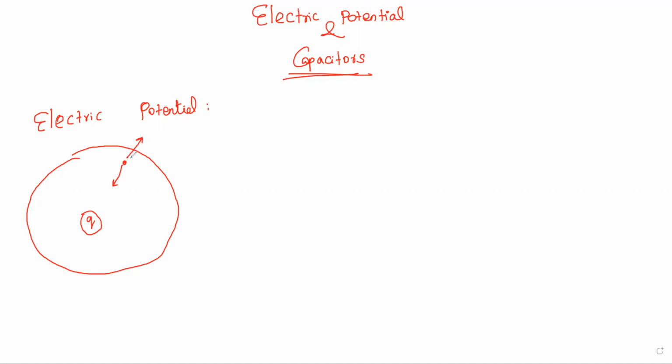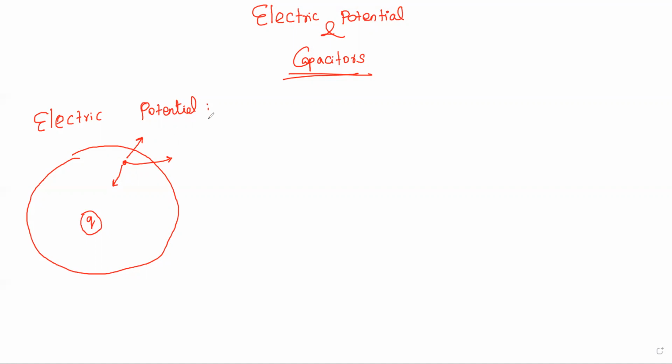So to overcome either attraction or repulsion, it needs some energy. That energy only we call the potential at this point, the electric potential at this point. For different charges, we need different energy. For example, if you bring a highly charged particle, it needs large energy. If you bring a small charged particle, it needs less energy only.